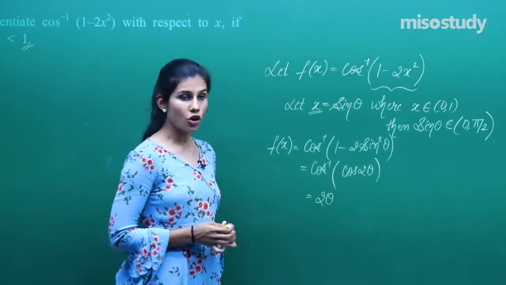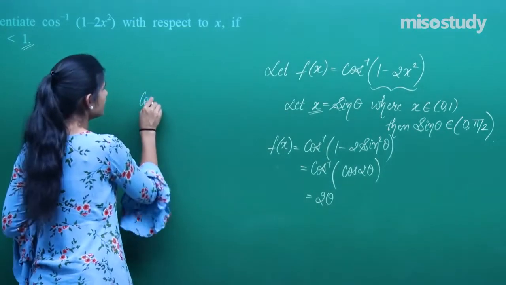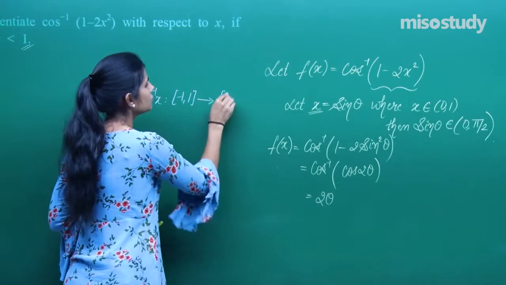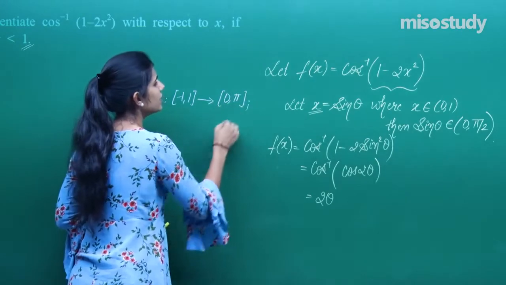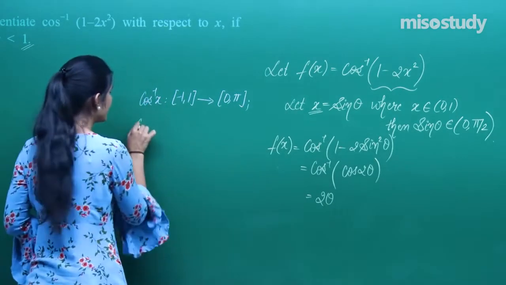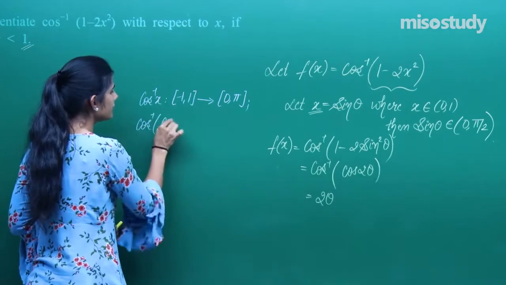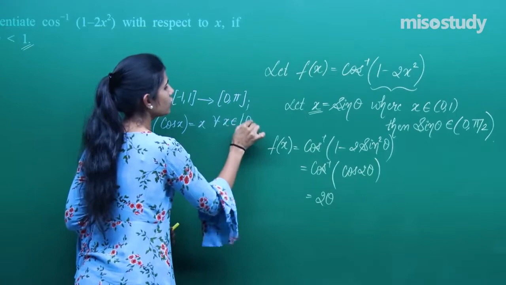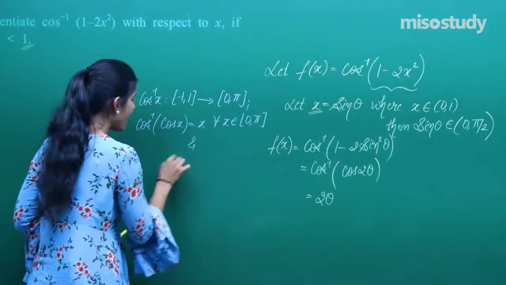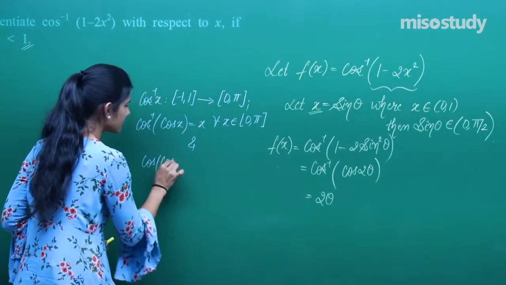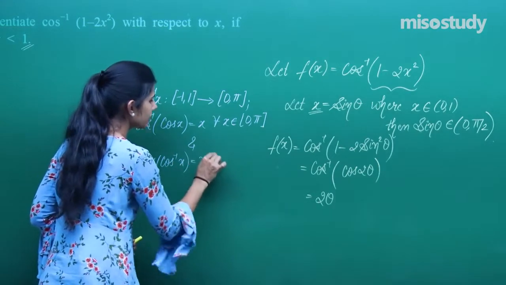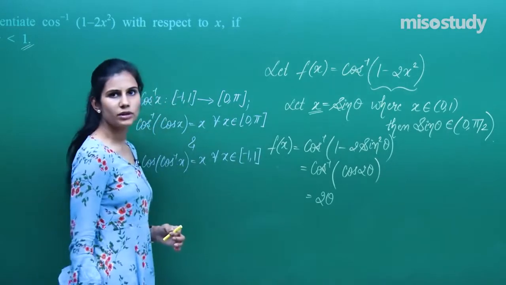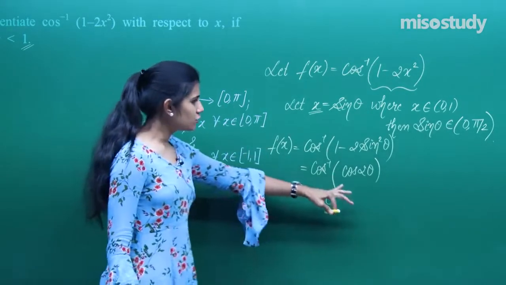Is that true? Not always. You should know that cos inverse x is a function from the closed interval minus 1, 1 to the closed interval 0 comma pi, and it satisfies the property that cos inverse of cos x is x only for all x coming from the closed interval 0 comma pi. And cos of cos inverse x is also equal to x for all x coming from the domain of cos inverse, which is the closed interval minus 1, 1. What is being used over here?